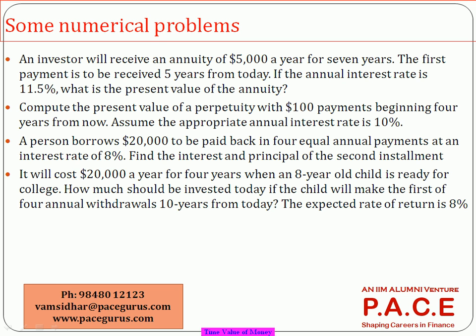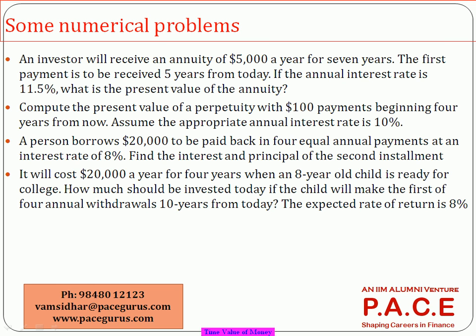Slightly different kind of examples. An investor will receive 5,000 a year for 7 years. The first payment will be received 5 years from today, not today. He is receiving it 5 years from today. If the annual rate of interest is 11.5%, what is the present value of this? Present value means I want today's value.